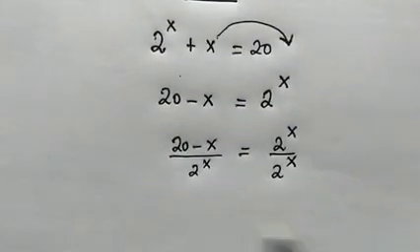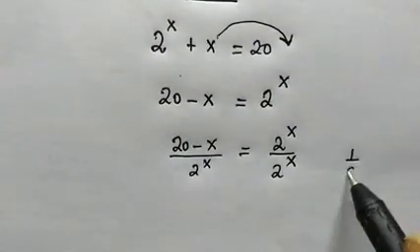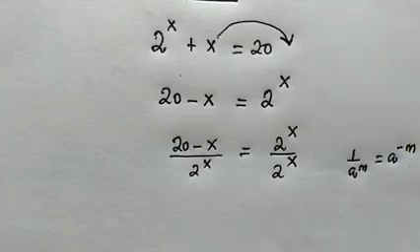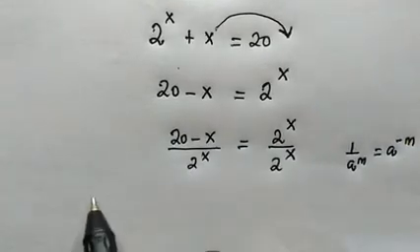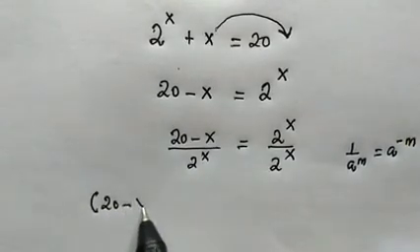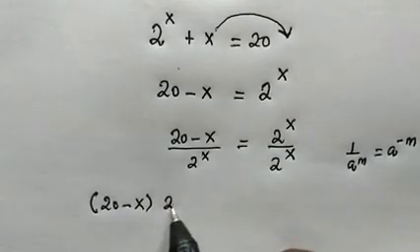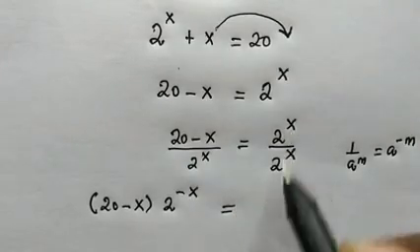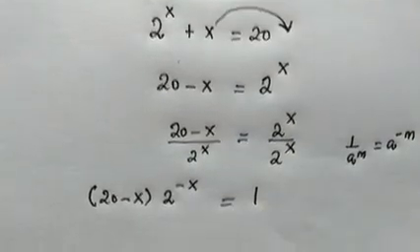Okay, so now let us recall this. We know 1 over a to the power of m is equal to a raised to the power of negative m. So we're going to use that here. So we have here 20 minus x. This will be times 2 to the power of negative x. So this will be equal to, here this divides to 1, right?